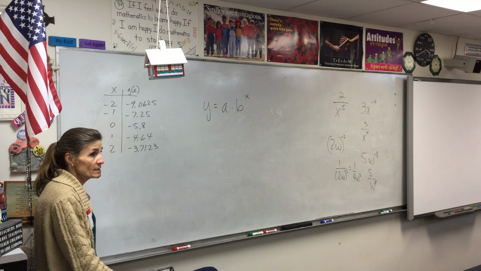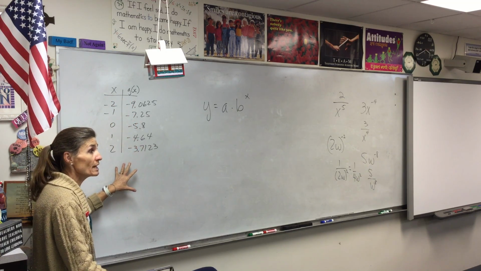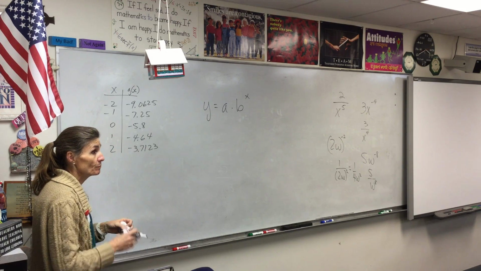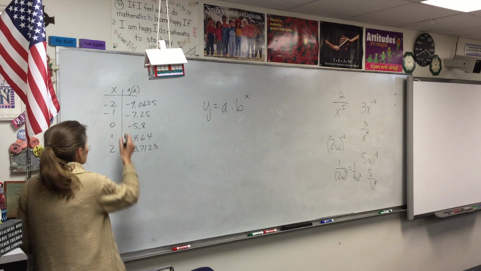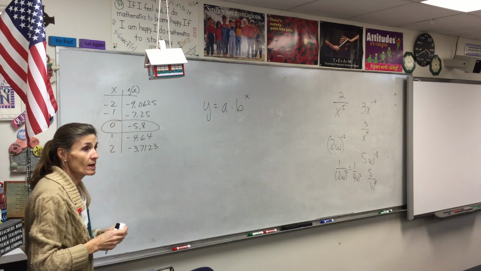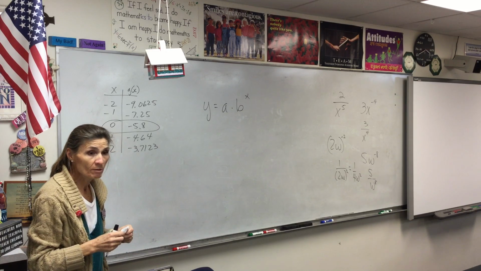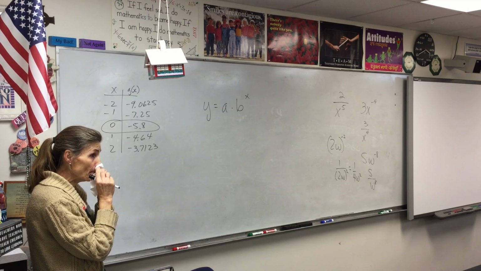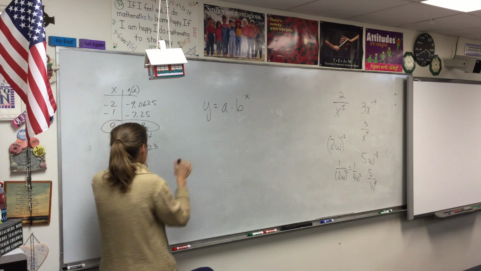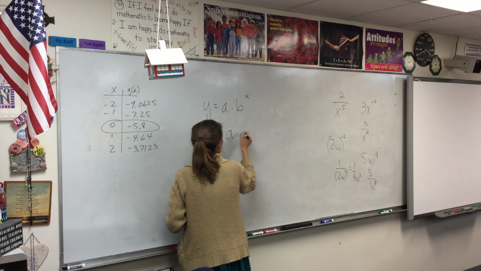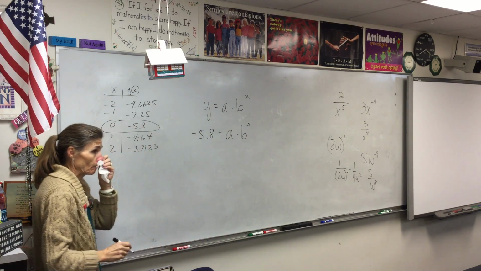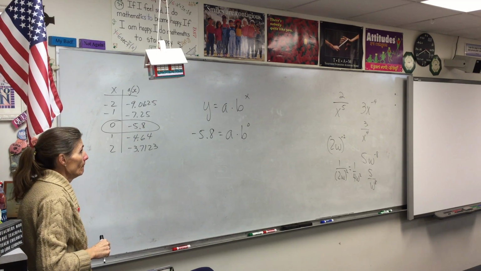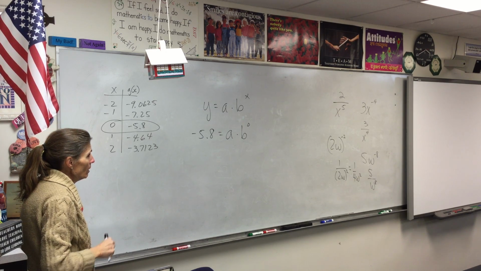Okay, does anybody remember how we did this yesterday? This is exactly what we did yesterday, except now they're giving me a whole table of values and not just a couple of points. Who remembers? Harry? Put negative 5.8 in for y and 0 in for x. What did Miss Ford tell you yesterday? No matter what, start with the point that has a 0. I promise you will always have one. Use it. So negative 5.8 equals A times B to the 0. That's X, that's Y. What's that tell you?